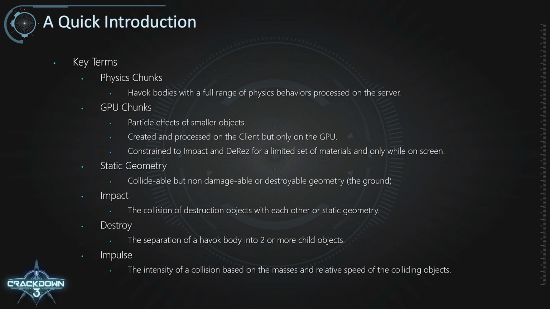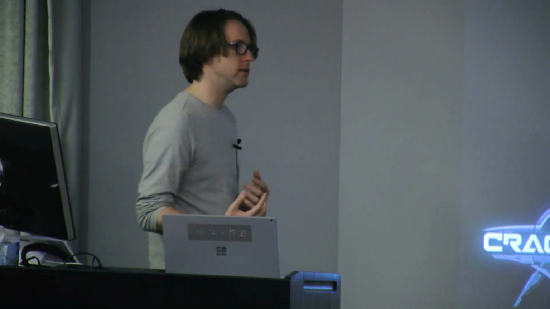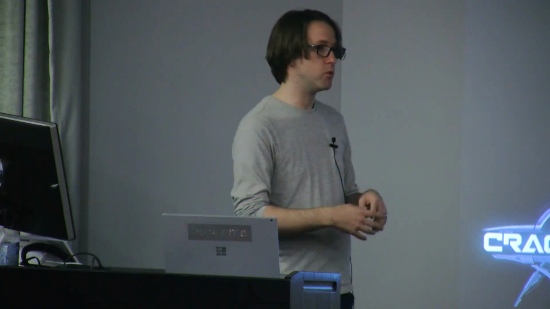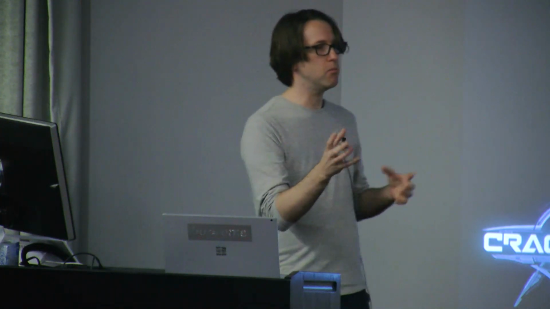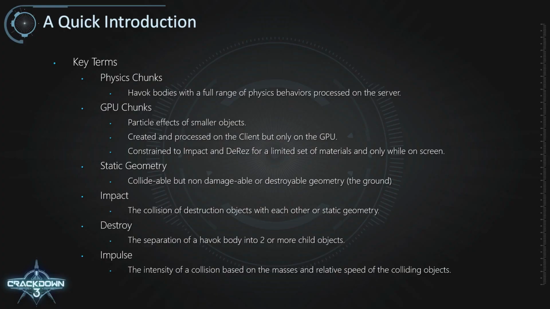Static geometry is a collidable but non-damageable surface. It's basically the floor. Impacts occur when destruction objects intersect with other destruction objects or static geometry. And destroys are when a Havoc body splits into children. So this is different than how we do it in campaign. In campaign, we swap it out for a damaged prop, or we just get rid of it completely. Here, what we're going to do is take a Havoc body, and when it is damaged or destroyed, it's going to be split into multiple child objects. And then lastly, impulse is the intensity of a collision, which is calculated based on the mass and relative speed of the two objects colliding.